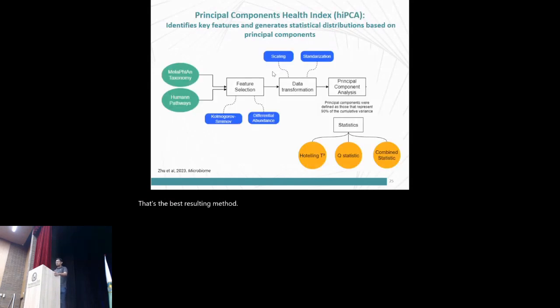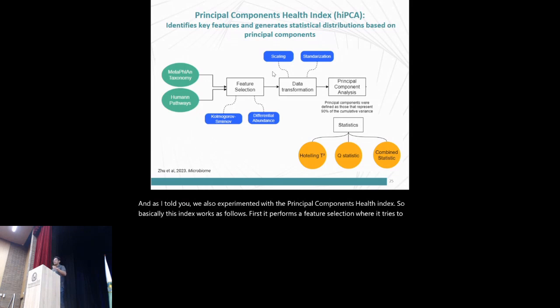And as I told you, we also experimented with the principal components health index. Basically, this index works as follows. First, it performs a feature selection where it tries to identify the important pathways or the important taxonomy. And then with just those features, it performs a data transformation, a scaling, and a standardization. And then it performs a principal component analysis. Then in the principal component analysis, it calculates three indexes, which are the Hotelling T-square index, the Q statistic, and the combined statistic.